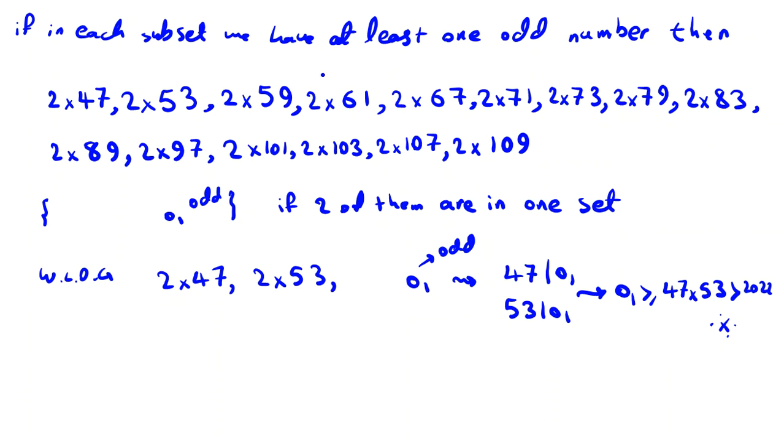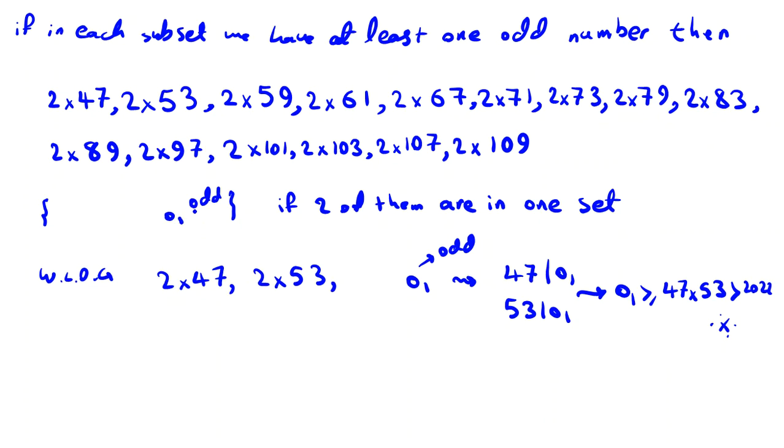So if in each subset we have at least one odd number, then consider these numbers: 2 times 47, 2 times 53, 2 times 109, twice the prime numbers greater than or equal to 47. If you count them, there are 15 numbers. I want to say all of them are in different subsets, because if two of them are in one set, then without loss of generality, we can assume that 2 times 47 and 2 times 53 are in one subset.